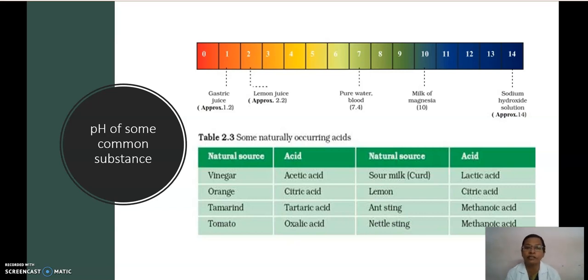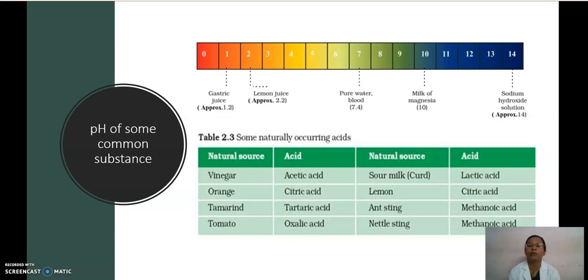Lemon juice, if you test lemon juice, a light yellow color will come. And vinegar also shows a yellow color. Then when it comes to pure water, a light green color will come. Then the milk of magnesia, that is basic, shows a light blue color. When you test sodium hydroxide, the color changes into dark violet.